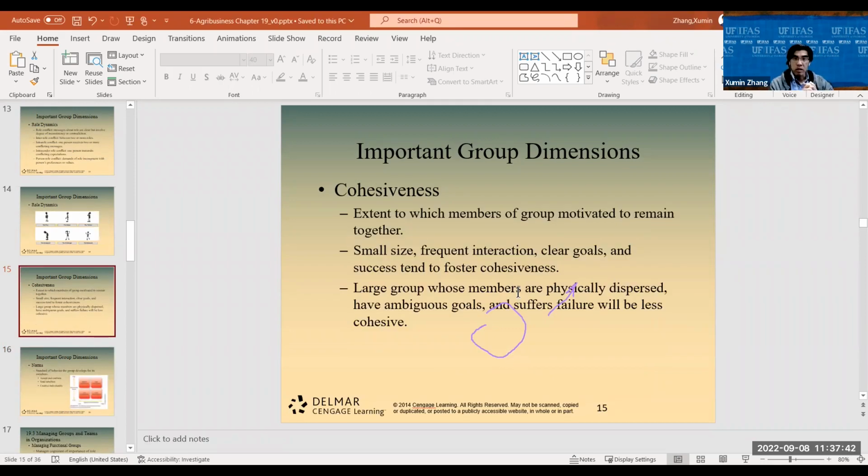The other group dimension we call cohesiveness, right? The team are, you know, all motivated. They are proactively work together and then share the same value, have the clear goals, target, right? They, you know, frequently interact with each other. This team cannot be very big. It must be comparatively small.